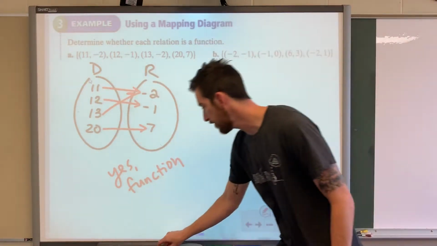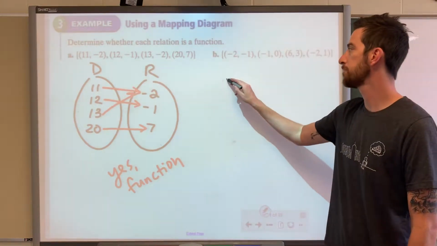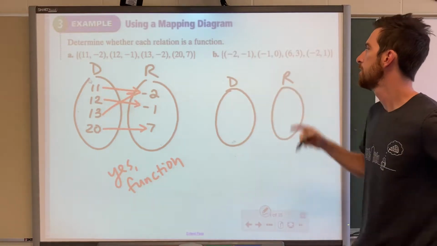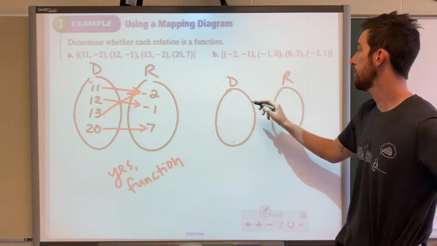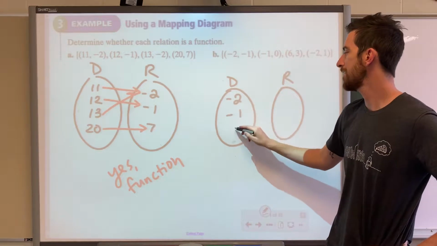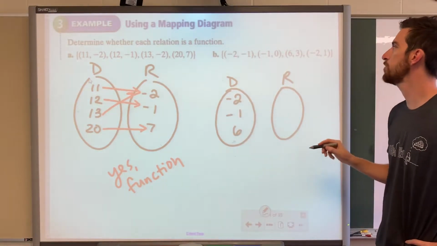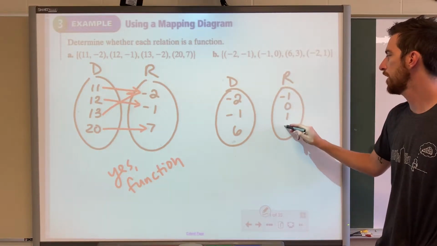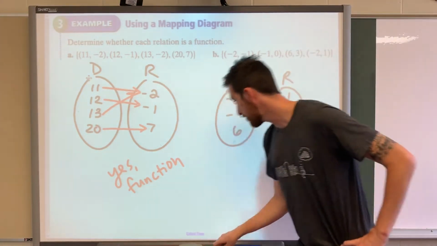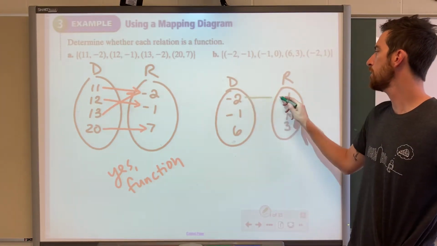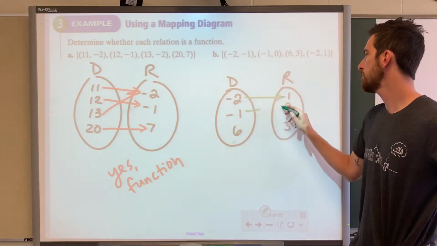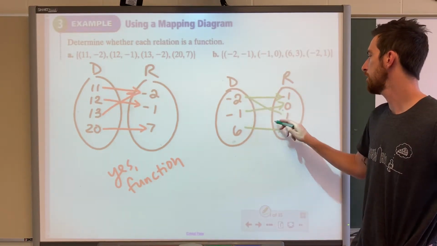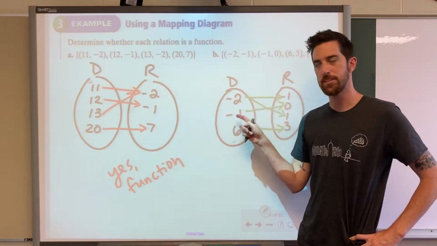So over here, we'll draw our diagram again. So our lowest x value, we've got -2, -1, and 6. Our lowest y values, we have -1, 0, 1, and 3. If we draw our arrows, let's see, -2 goes to -1, -1 goes to 0, 6 goes to 3, and -2 goes to +1. This is the problem, the -2.